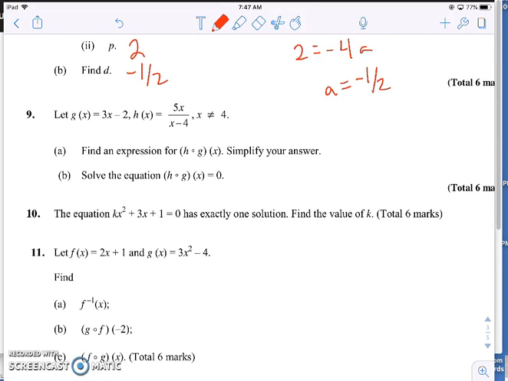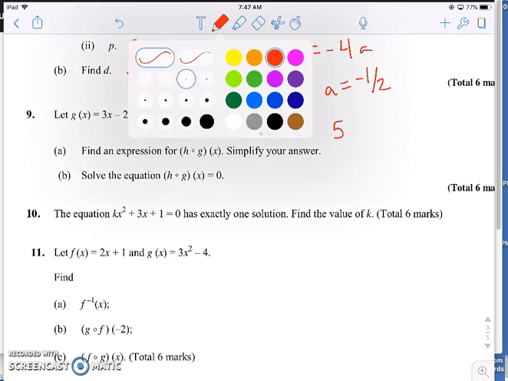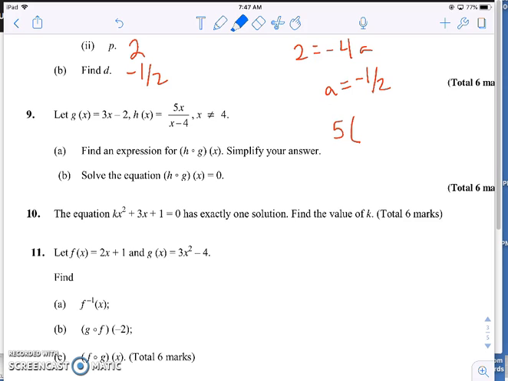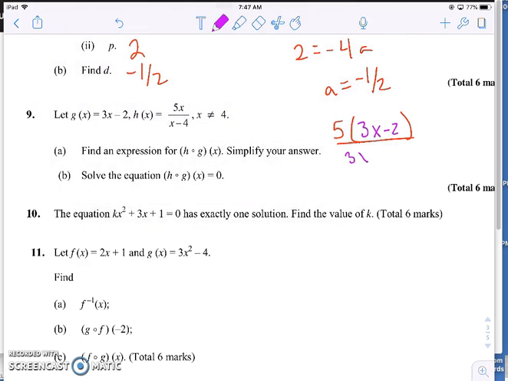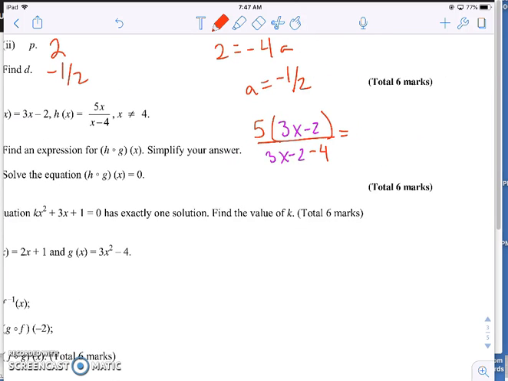So number 9 here. Find an expression for h of g of x. So h of g of x, so that would be 5. I'm going to replace the x there with 3x minus 2, divided by, we have our x again, so 3x minus 2, minus 4. So if we simplify this, we have (15x minus 10) over (3x minus 6).